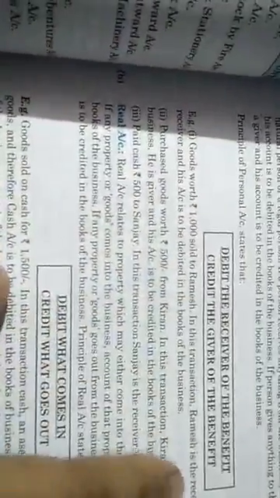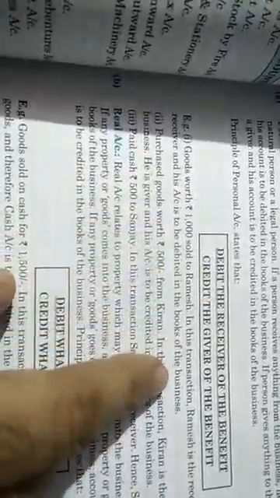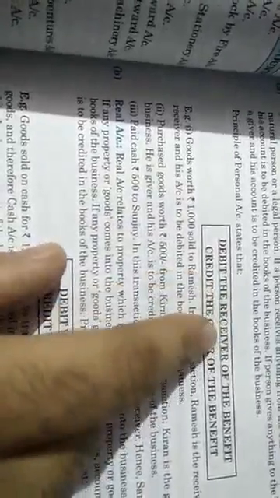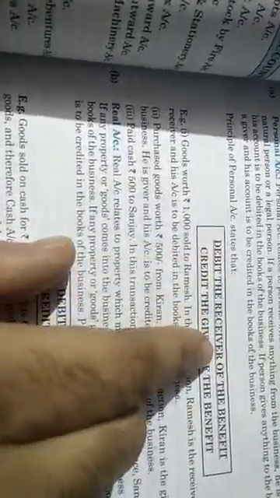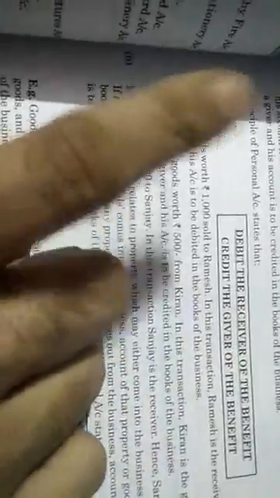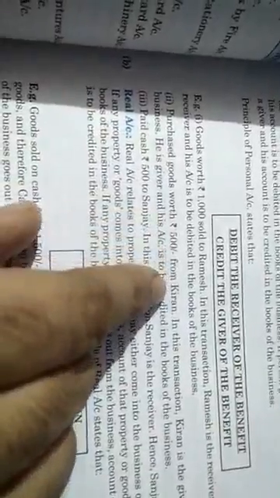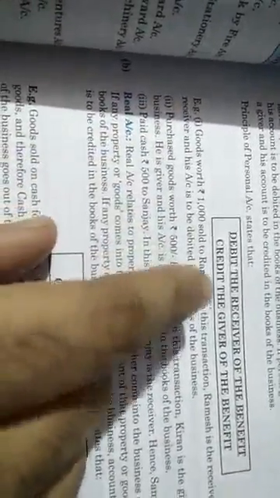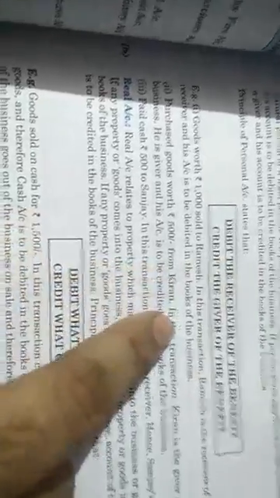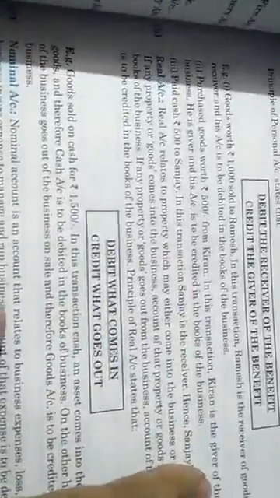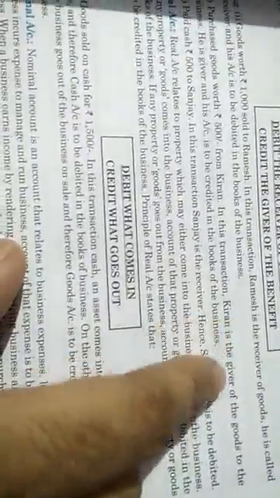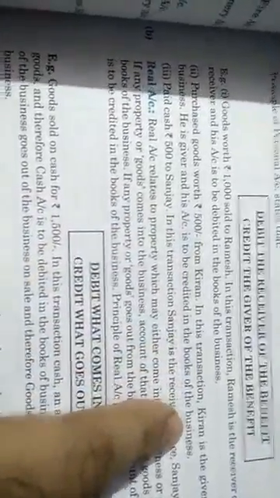So here Ramesh is the receiver of the goods, and his account is to be debited in the books of the business. So debit the receiver: Ramesh account, debit the receiver. One more example: purchased goods worth rupees 500 from Kiran. The personal account name is Kiran. In this transaction, Kiran is the giver of the goods to the business. Since he is the giver, his account is to be credited in the books of the business, so Kiran account will be credited: credit the giver.